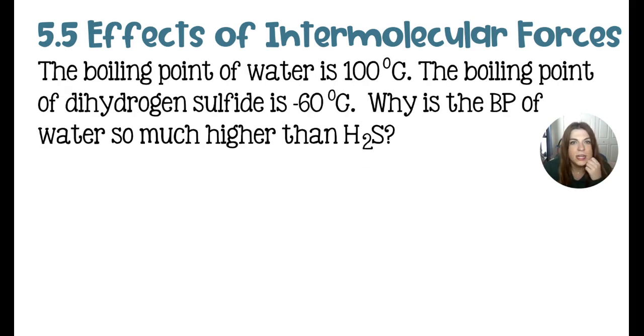Okay, final question. Again, this is something that comes up on a lot of high school chemistry tests. And in this case, we're comparing hydrogen sulfide, which is H2S, to H2O. Important to note here that oxygen and sulfur are in the same group on the periodic table. So the question is, the boiling point of water is 100 degrees Celsius. The boiling point of dihydrogen sulfide is negative 60 degrees Celsius. Why is the boiling point of water so much higher than H2S?